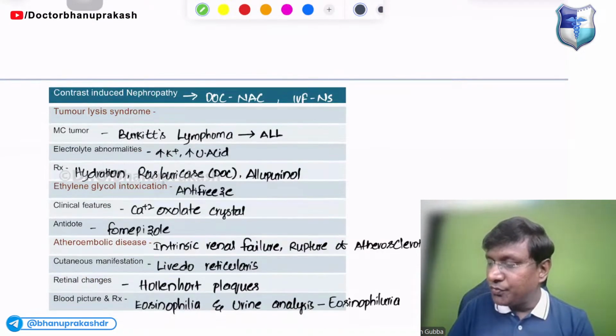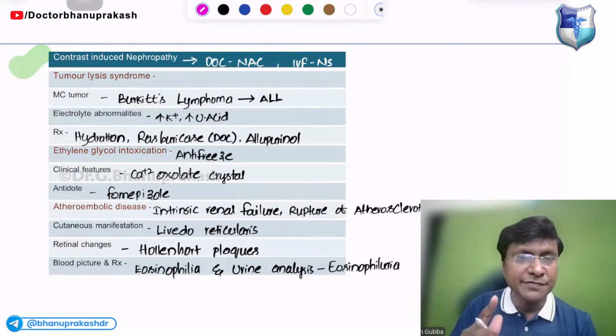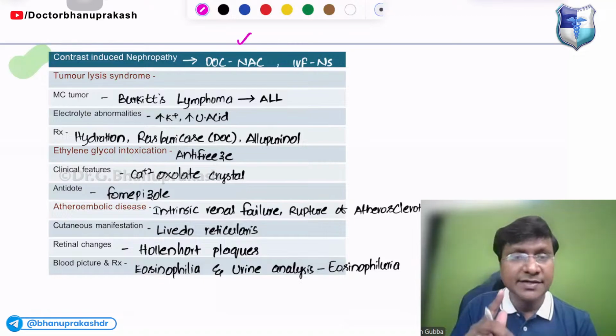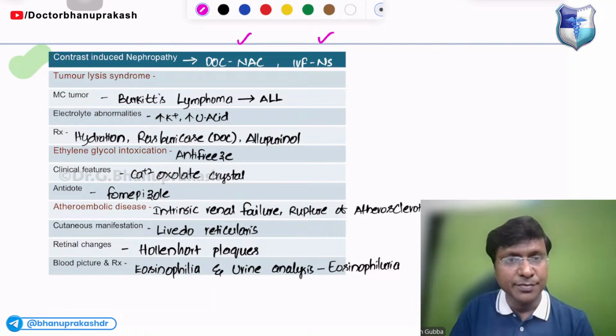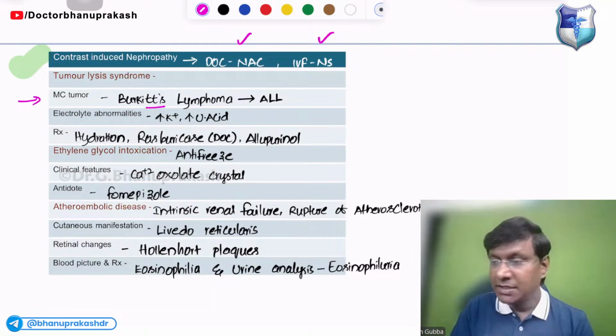Then we have one important drug that will be causing acute tubular necrosis, that is contrast induced nephropathy, which is very common in patients with diabetes. And for this contrast induced nephropathy, what is the treatment? The treatment is N-acetylcysteine, and we give IV fluids, that is normal saline. And what is the most common tumor that will be causing tumor lysis syndrome that can contribute to the development of acute tubular necrosis? That will be Burkitt's lymphoma, right?